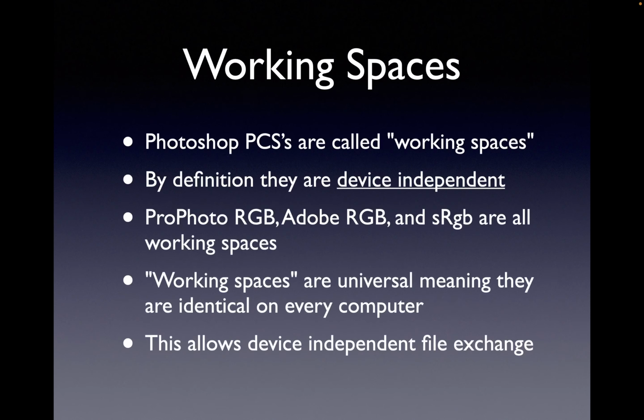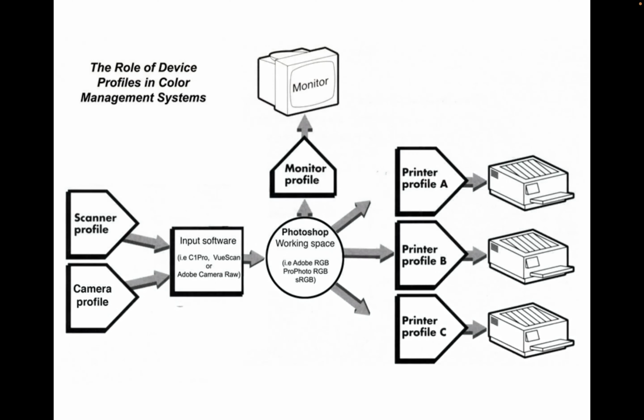So that's working spaces. So this is how it all works. This is the holy grail, and the way you're going to work in this class, and I hope the way you work for the whole rest of your life. If we start at the beginning of this, on this left side over here, you can have an input that's either a camera or a scanner. You can profile scanners as well. But basically, you've got a camera here, and the camera is device dependent.